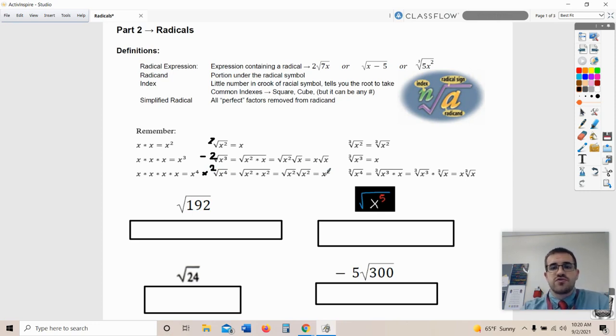And the same thing holds true for the cubed root. So 3 doesn't go into 2 an even number of times, so we're left with the cubed root of x squared. 3, however, goes into 3, we're here at the blue x, one time, leaving us with just x to the first. And 3 goes into 4 one time with a remainder of 1, leaving us with a perfect x and an x to the first under there.